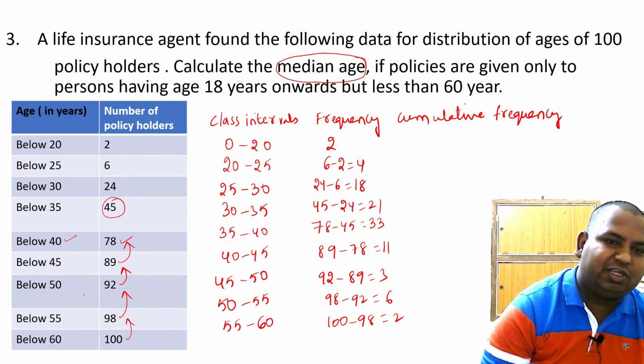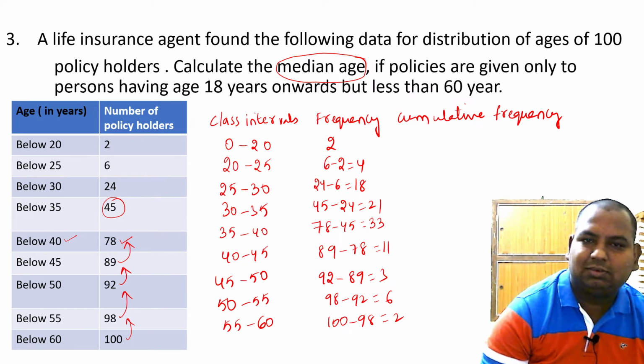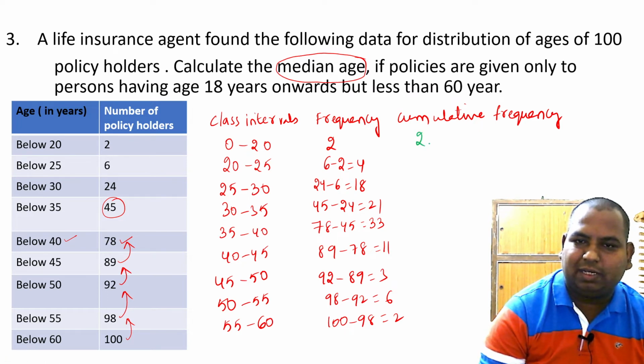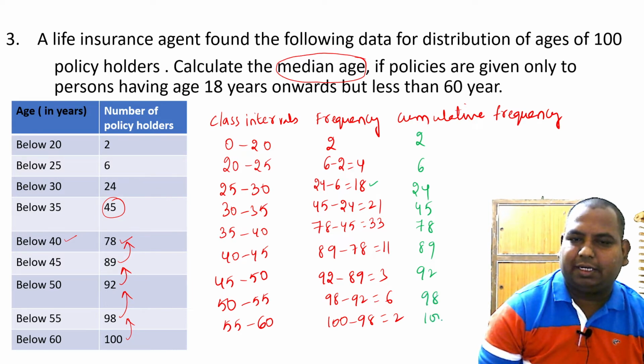Let us find cumulative frequency. Finding cumulative frequency is very simple. So first we have 2 as it is. Next, 2 plus 4 you will have 6. 6 plus 18 you will have 24. 24 plus 21 you will have 45. 45 plus 33 you will have 78. 78 plus 11 will have 89. 89 plus 3 is 92. 92 plus 6 is 98. 98 plus 2 is 100.